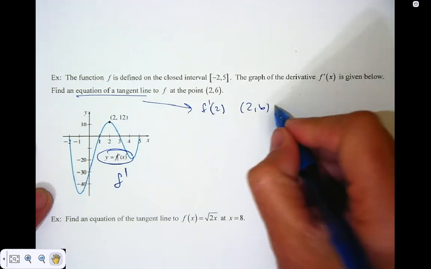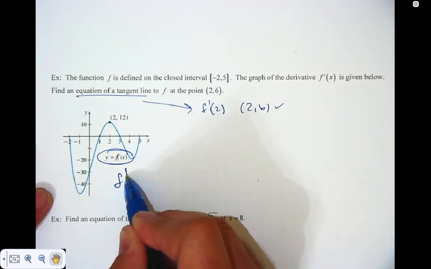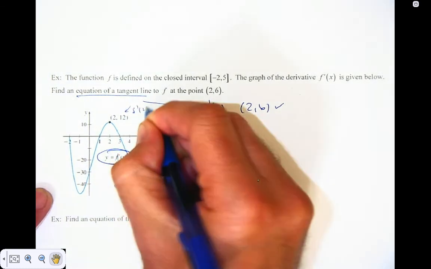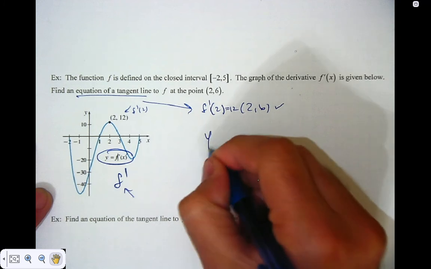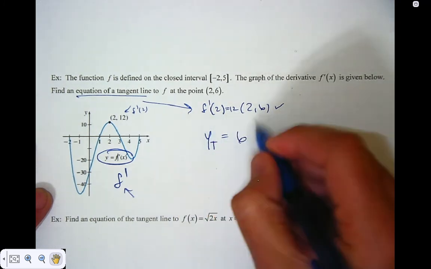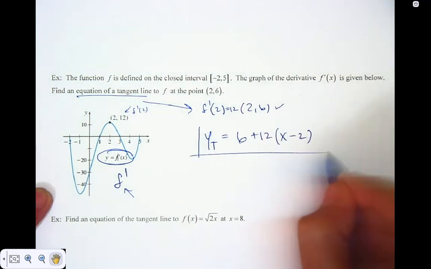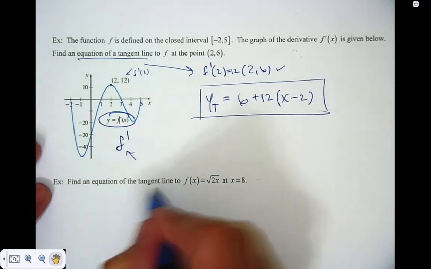So I've got my point. I need the derivative at 2. Well, look, they gave me a graph of the derivative. So go to 2 right there. That is f prime of 2, right? Plug in 2 and you get 12. So now we know that that's 12. And so our tangent line is our y value of 6, plus our slope of 12 times x minus the x value. Super easy. Okay. All right, find an equation of a tangent line.